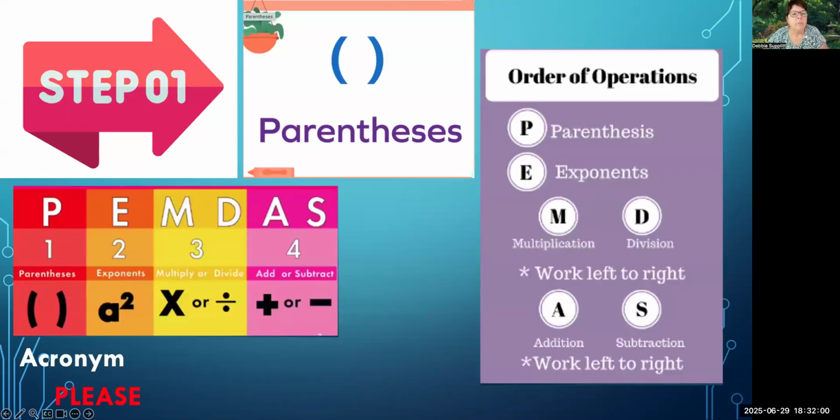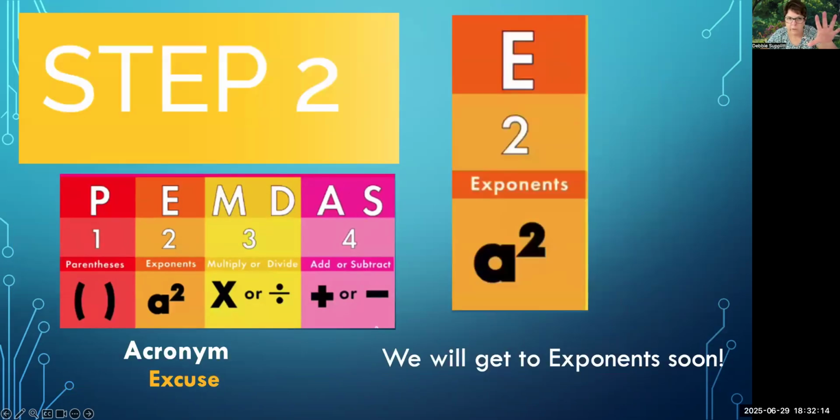All right, so step one is parentheses. Always start with the parentheses in your problem. If you see parentheses, that's the first thing you do, number one. Number two, you're going to do the exponent. We're not going to do it today. We'll do it in a couple lessons, okay?